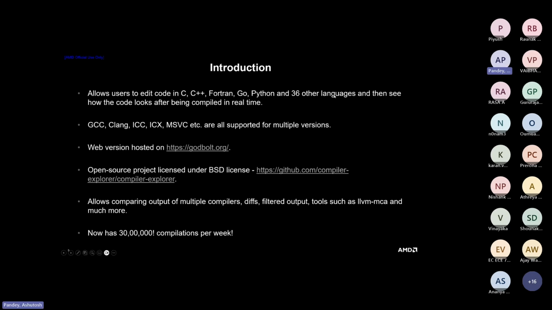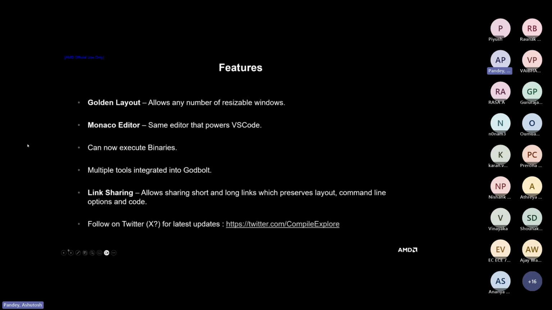Even though all of the compilers that it might run might not be open source, the tool itself is open source. It allows you to compare output of multiple compilers, diffs, filtered output, tools such as LLVM MCA, and much more. And now it has over 30 lakh compiles per week. So with that intro, what are the features it has?